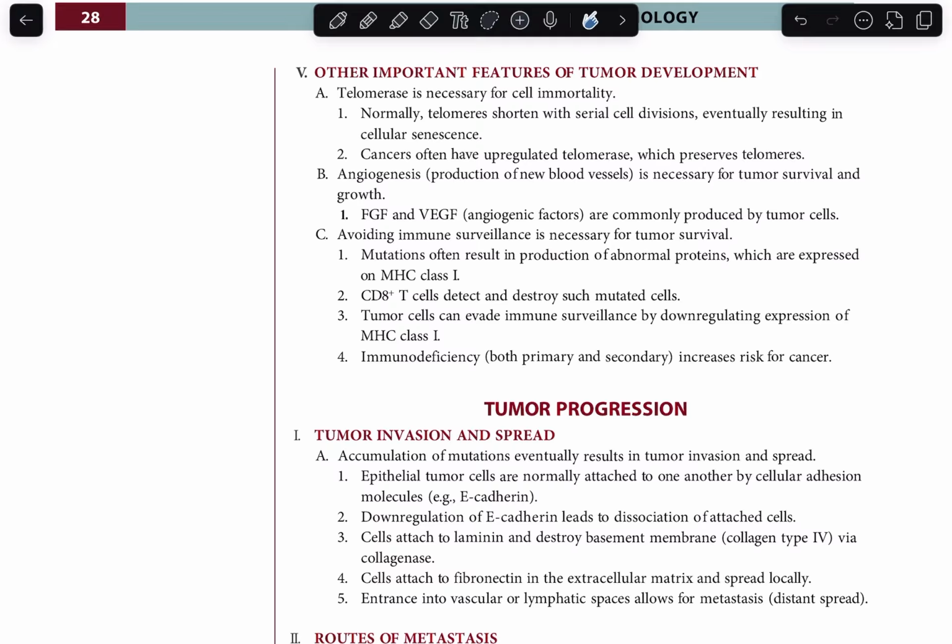Angiogenesis, production of new blood vessels, is necessary for tumor survival and growth. FGF and VEGF, angiogenic factors, are commonly produced by tumor cells.